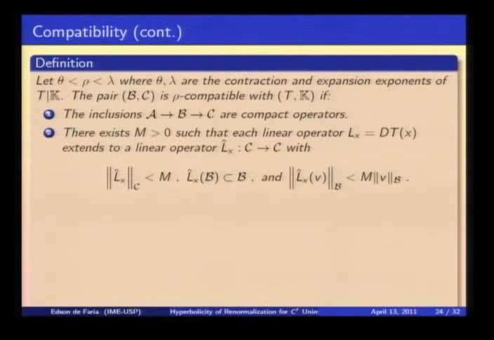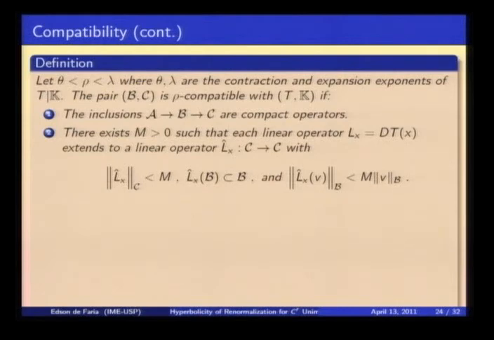Now, you have the following condition. These operators should have the following. So now you look at the derivative of the operator T in the A space at each point X of the hyperbolic basic set. For simplicity, I'm calling these linear maps, these linear operators, L sub X.